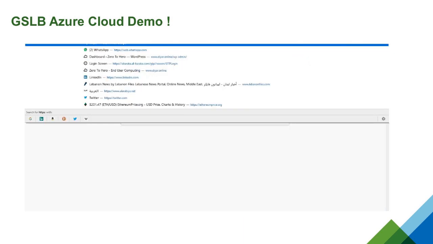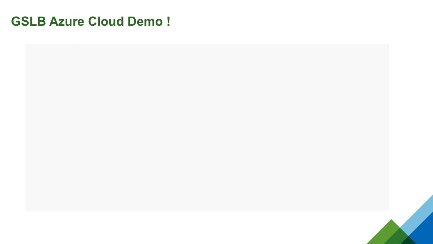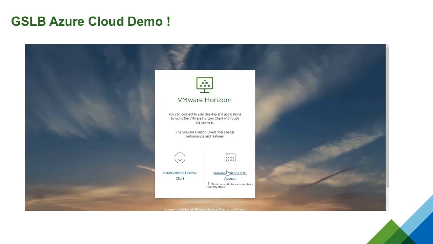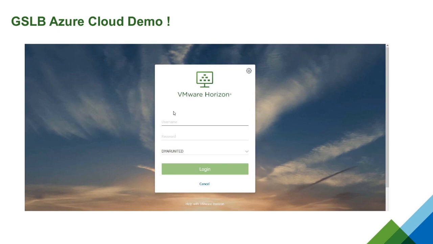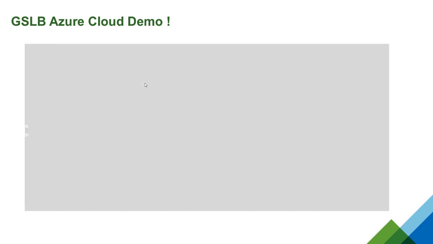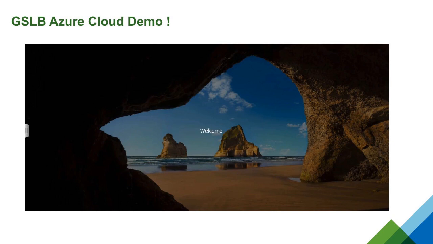So now I disabled the service. I'm going to go inside one of them, and I'm going to disable a site. Now I'm forwarded to another site, which is called Abu Dhabi. And I get another site. Now, if I disable the second one, if I have multiple sites, it will keep failing me over to the active sites.